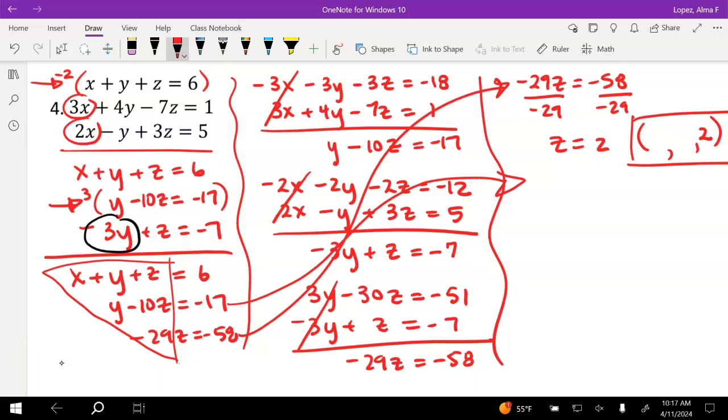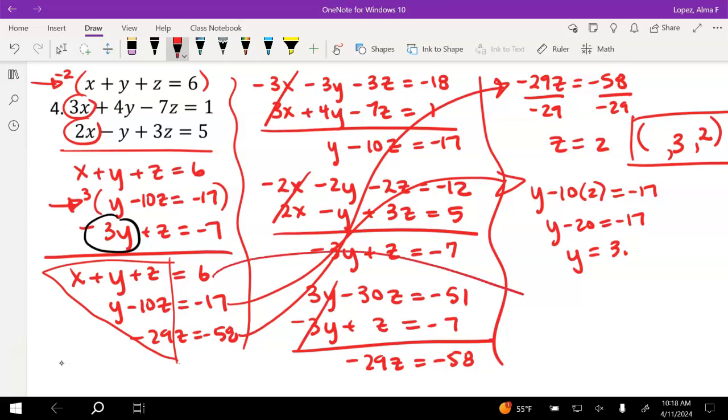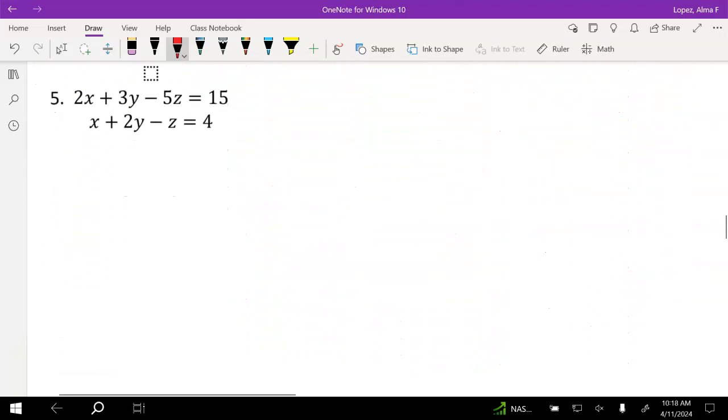I'm going to back up to the second equation and solve for y. Y minus 10z, which I happen to know is 2, is equal to negative 17. I get y minus 20 is equal to negative 17, or y will be equal to 3 when I move the negative 20 over. Now I'll use the first equation to solve for x. We get x plus y, which I know is 3, plus z, which I know is 2, equals 6. That's x plus 5 is 6, or my x value is 1. Remember, all of these systems that have points for answers can be checked by plugging back into the original equation.